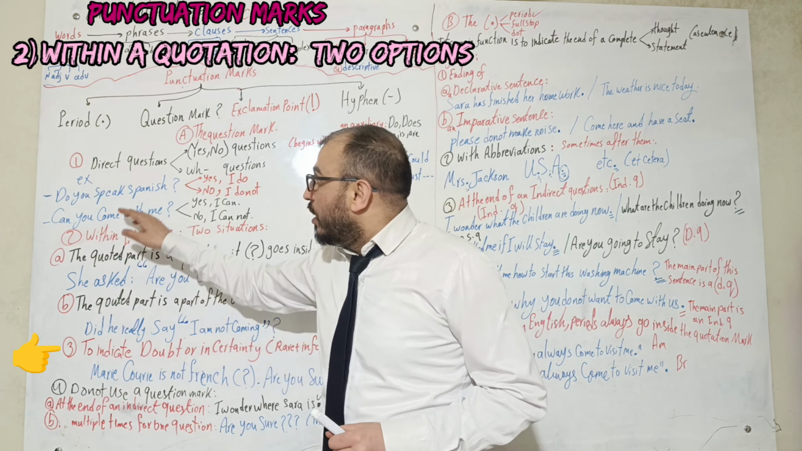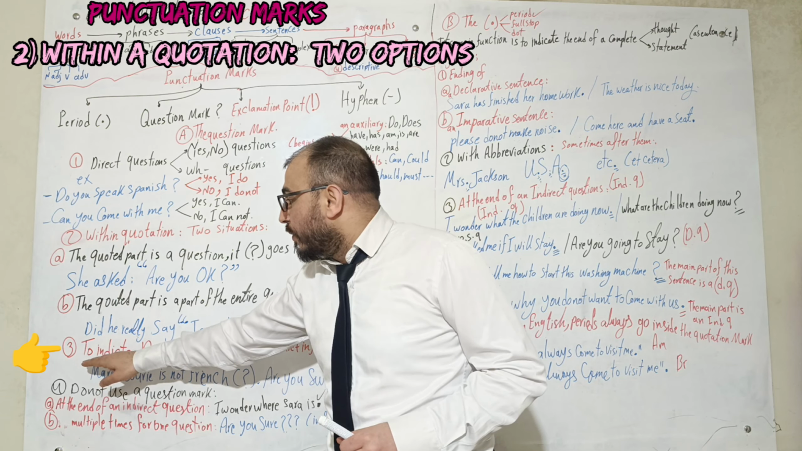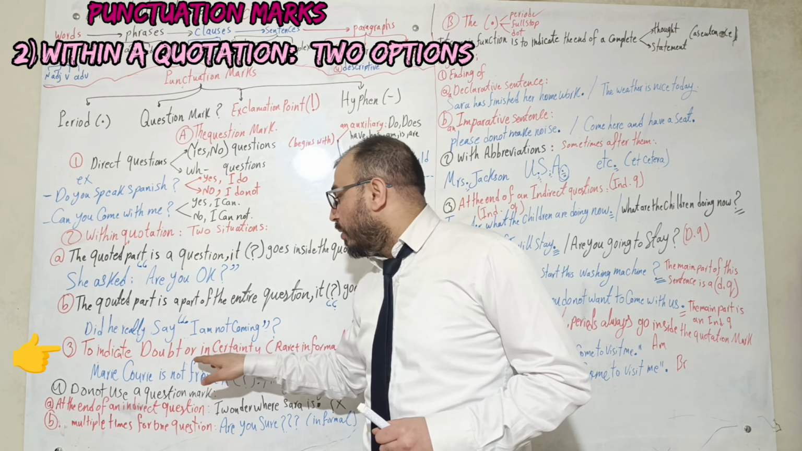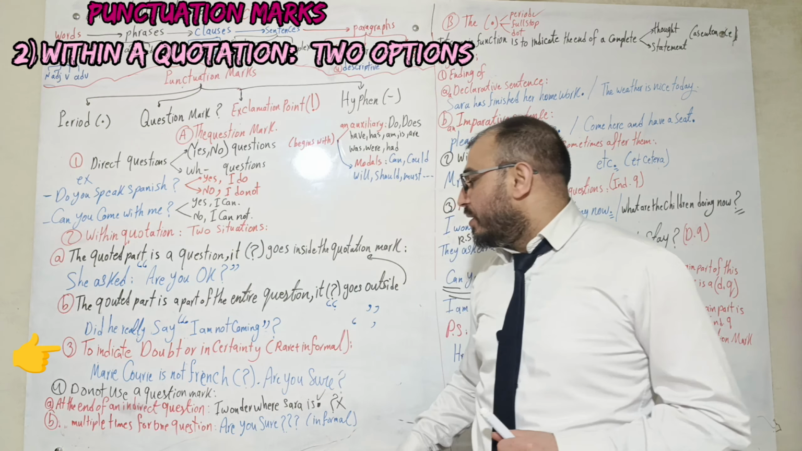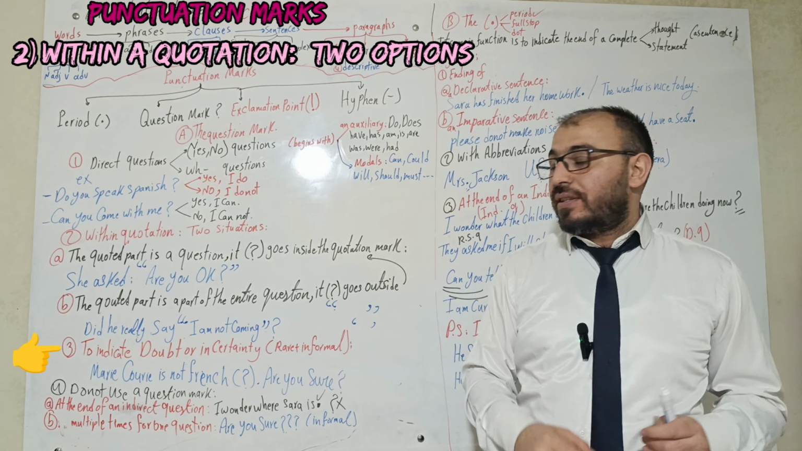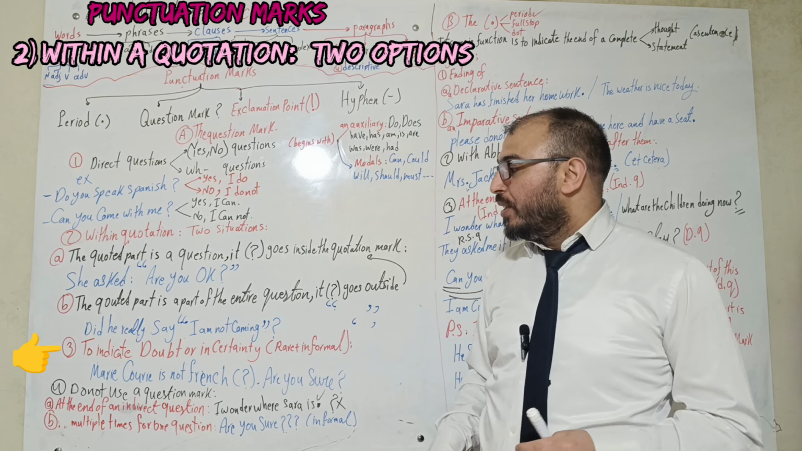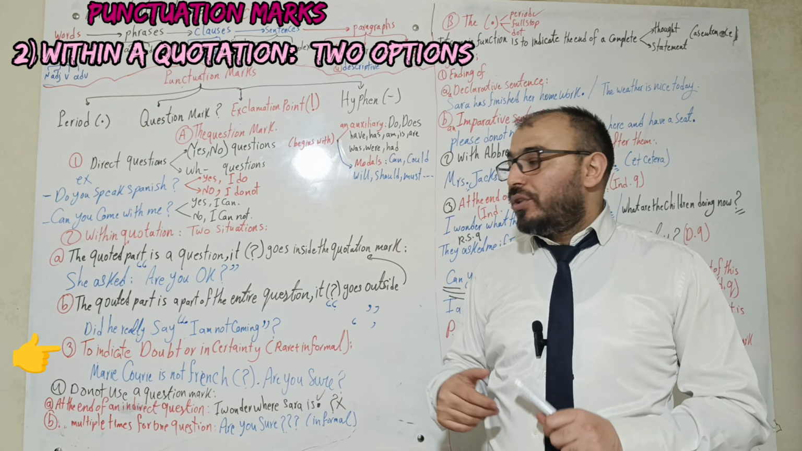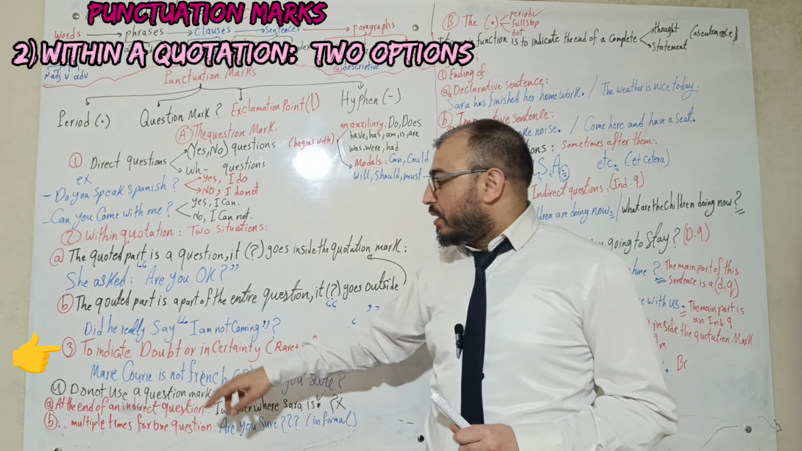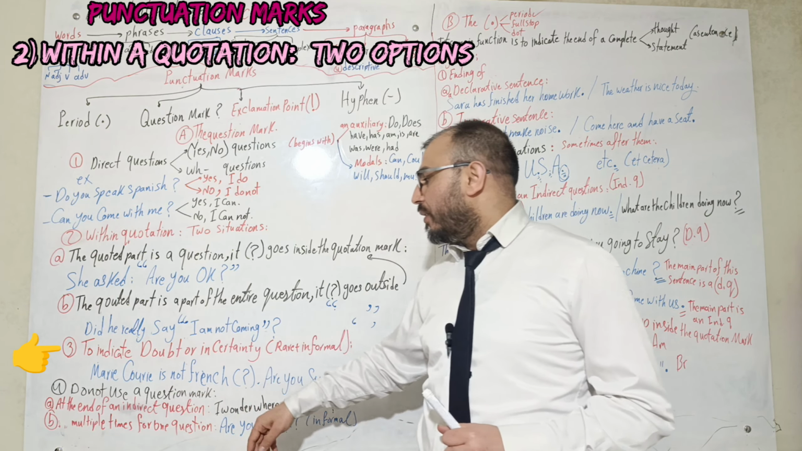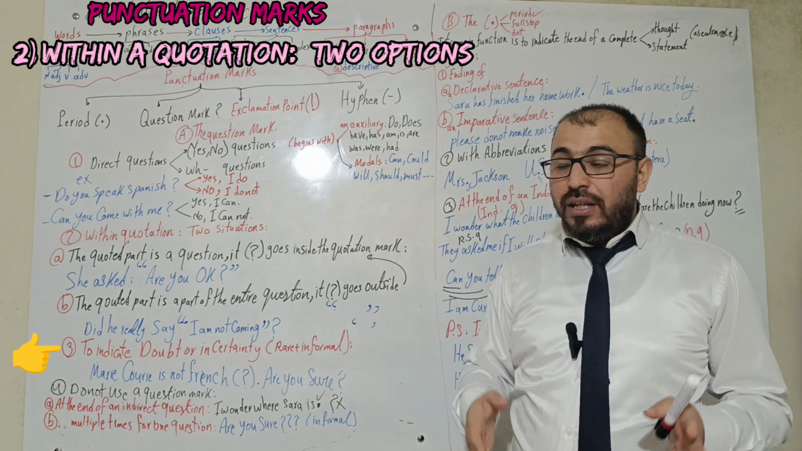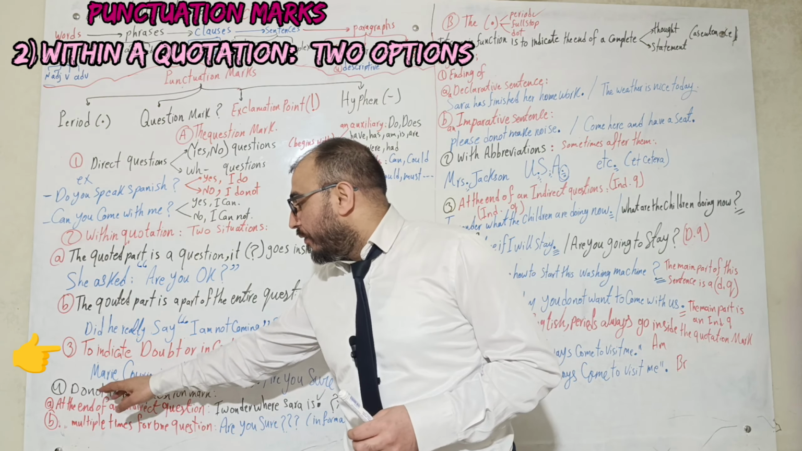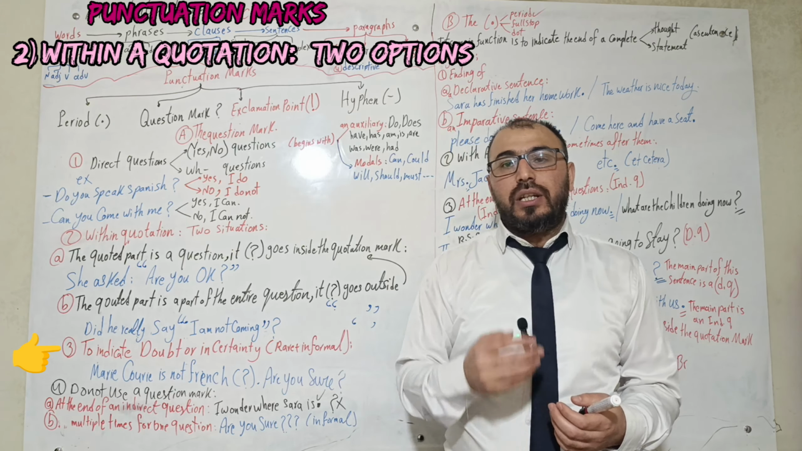In here, my friends, the third use is to indicate a doubt or uncertainty. This use is rare and informal. So generally, we avoid using question marks to indicate doubt or uncertainty. Let me give you an example here. Like we have two people talking.